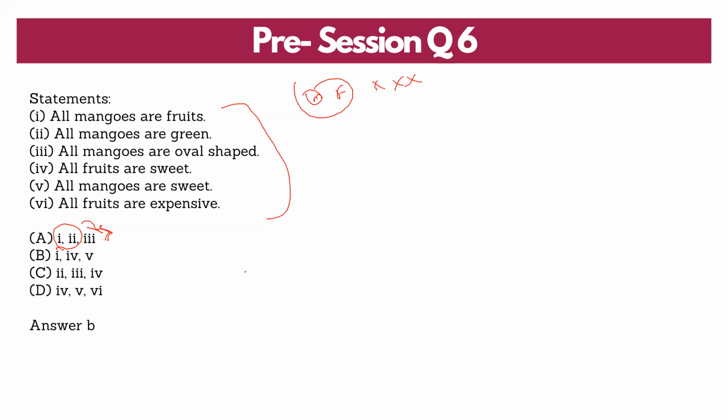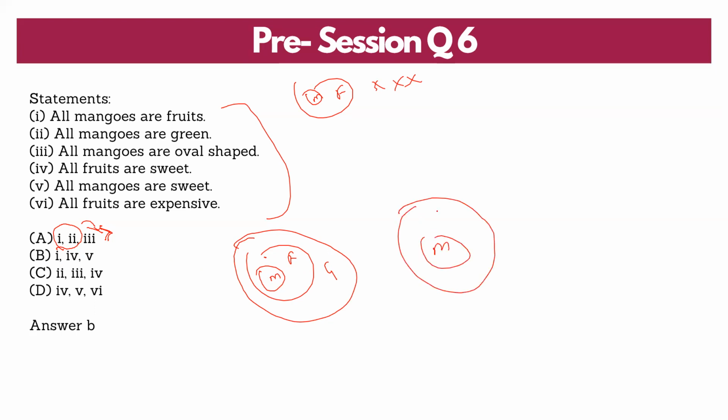Option number A. Statement number 1, I am drawing: all mangoes are fruits. Statement number 2: all mangoes are green. Now there are two cases possible. One case is that all mangoes are green, wherein green lies outside M and F. And the other case will be like this, wherein green lies between F and M.